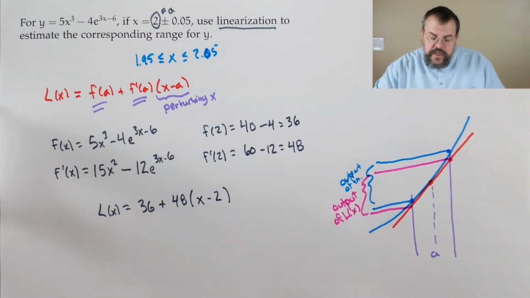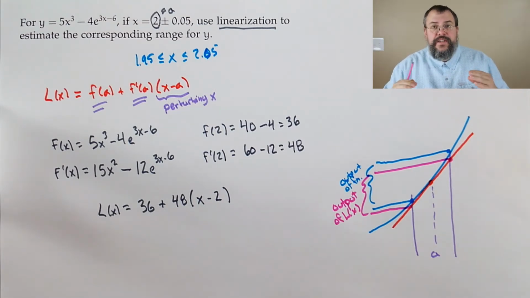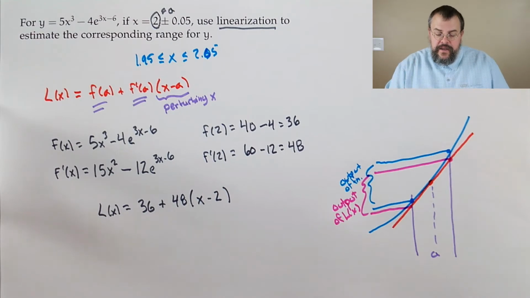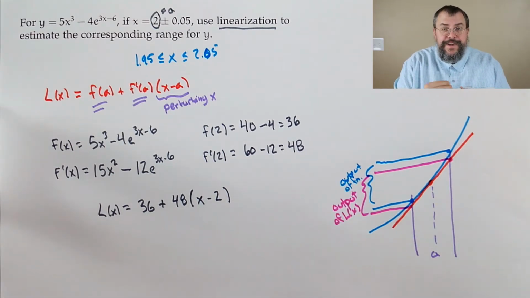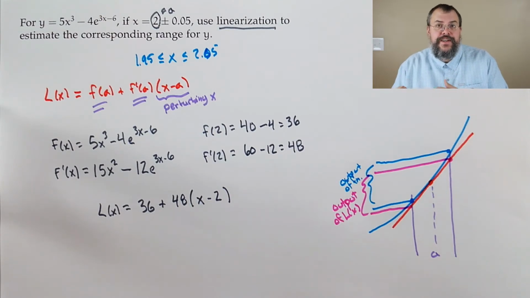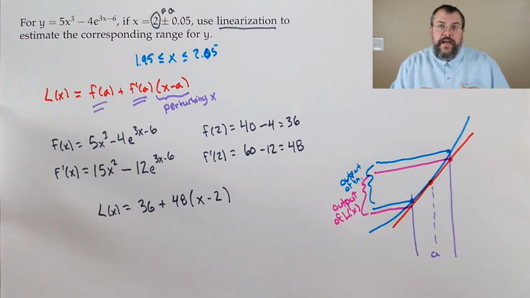The output of the linearization, it's not perfect. It's not exactly the output of the function. And that's not surprising because linearization is about approximation. However, when we are nearby, the output of the linearization is a reasonable estimate for the output of the function. So we can say, okay, so if I can get an idea for what the output of the linearization is, that's the way I can get an estimate for the corresponding range for y.